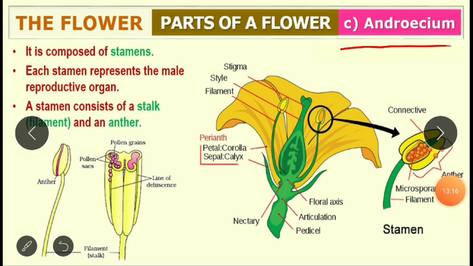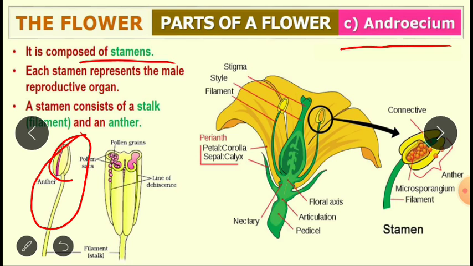So what is this androecium? Androecium is nothing but the male part of the flower, the male reproductive organ of the flower. Androecium is going to be composed of stamens. This stamen is representative of the male reproductive organ of the plant. This stamen consists mainly of 2 parts.